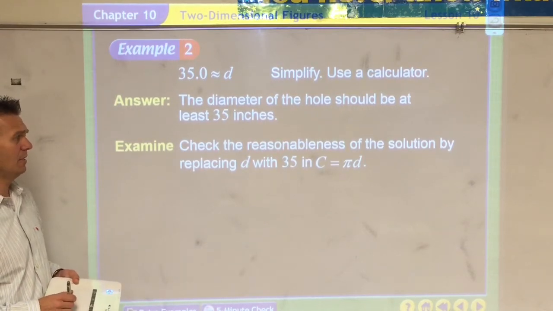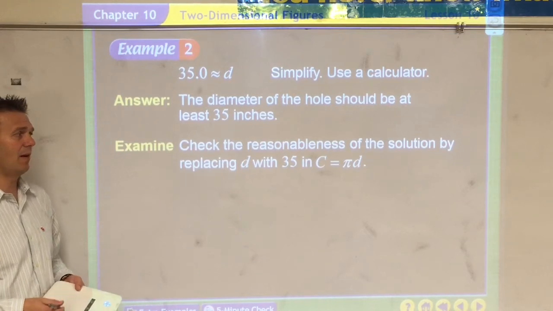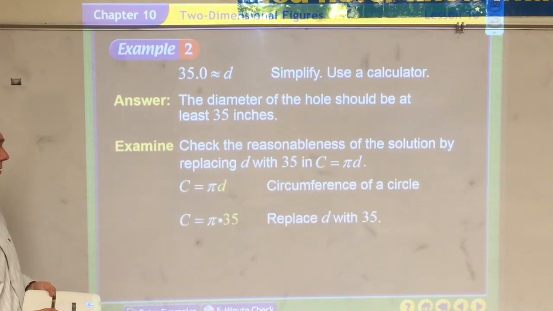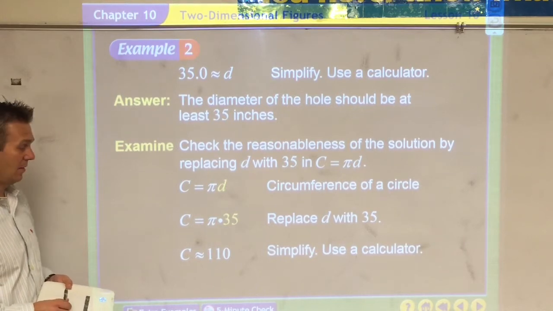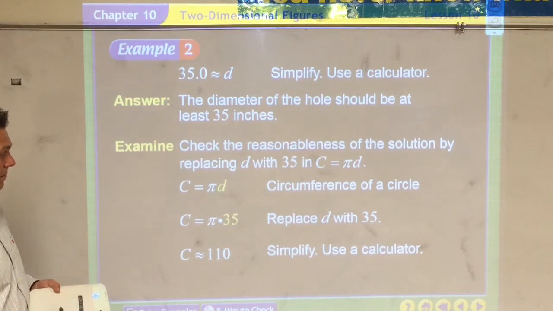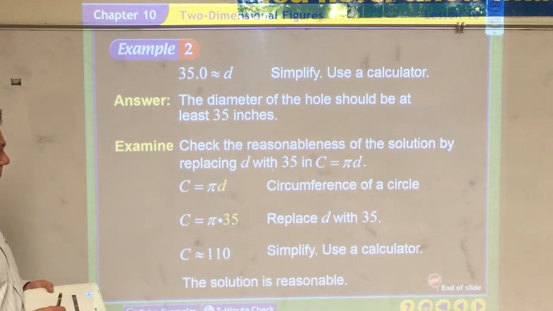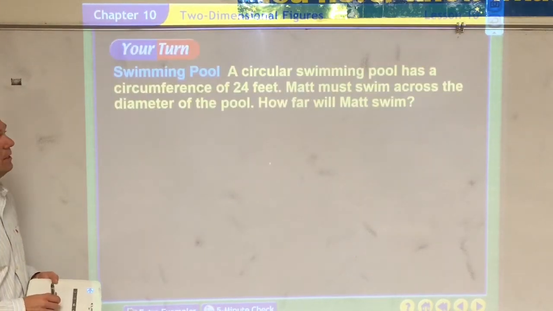And you can check your solution by replacing d with 35 and see what you get. And so this is what would happen, and you get 110, which is what the circumference was. So therefore it's reasonable.